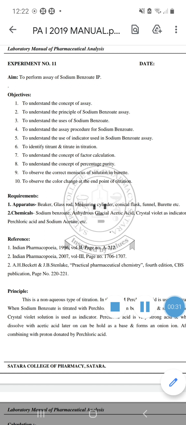Then understand the concept of factor calculation, then the concept of percentage purity, then observe the correct meniscus of the solution in the burette, then observe the color changes at the end point of the titration.